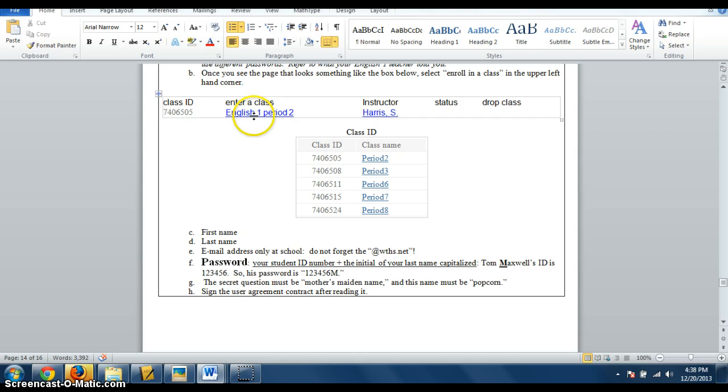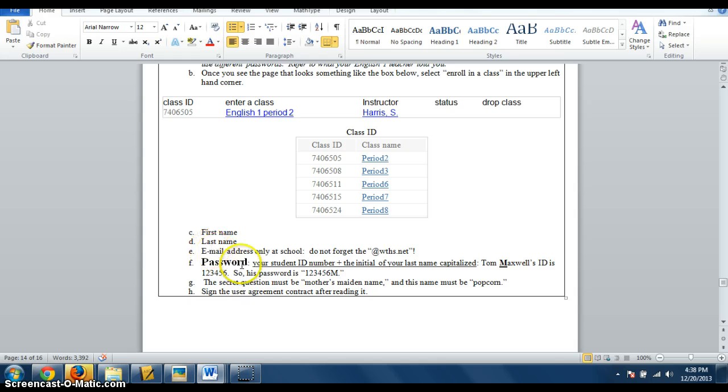Okay, so they're going to ask you this information. Class ID, here's period 2, 3, 4, 5, 6, 7, 8, depends. 2, 3, 6, 7, 8, sorry, depends on your class. That's your ID, and that's your class name. If you're in period 2, well, this is only sophomores. If you're in period 7, your class name is period 7, one word. If you're in period 8, you're period 8, one word.